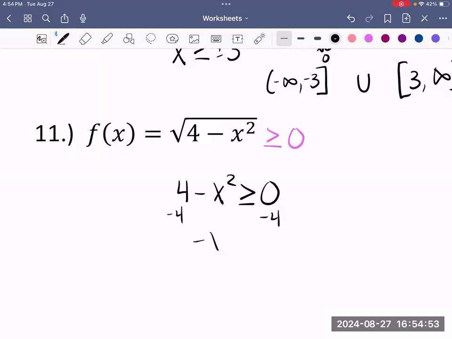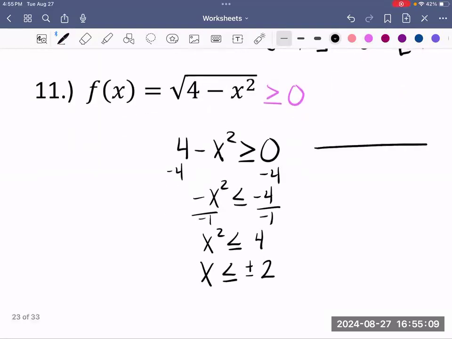Subtract the 4. Divide by your negative. Switch your sign. And take the square root. So you're now positive or negative 2.